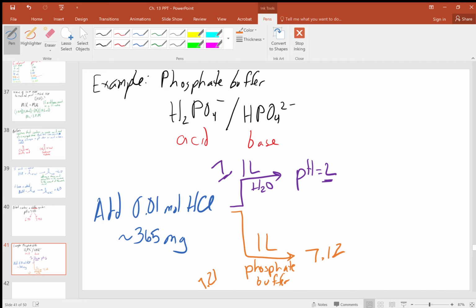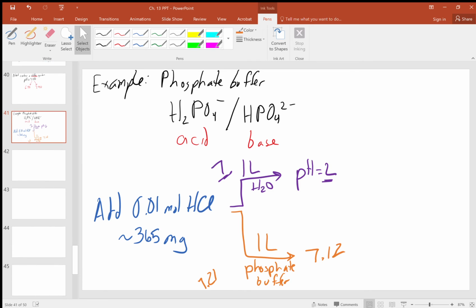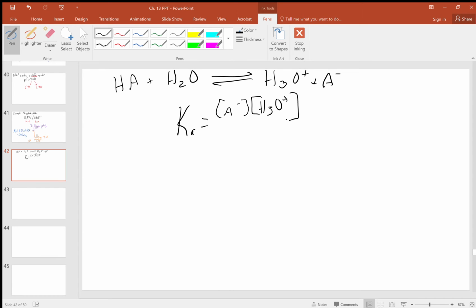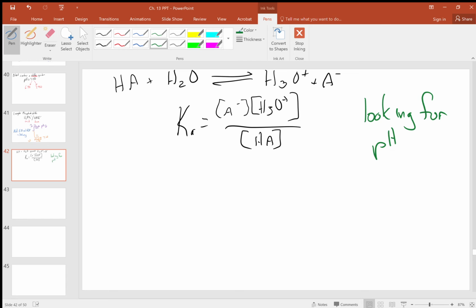Now, how do we find the pH of a buffer? So how would we actually do this? Well, let's look at the following. So here's the same generic acid reaction with water that we started with for looking at pKa. And we're going to go to the same equation that we had before. Ka is equal to [A⁻][H₃O⁺] over [HA]. But here we're looking for pH. And to get pH, that means we're going to need to get this term, our acid concentration, by itself.